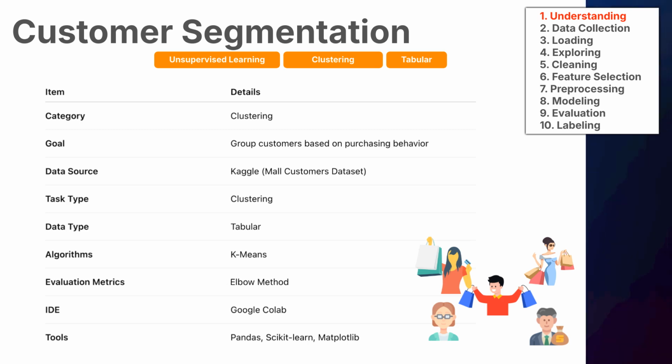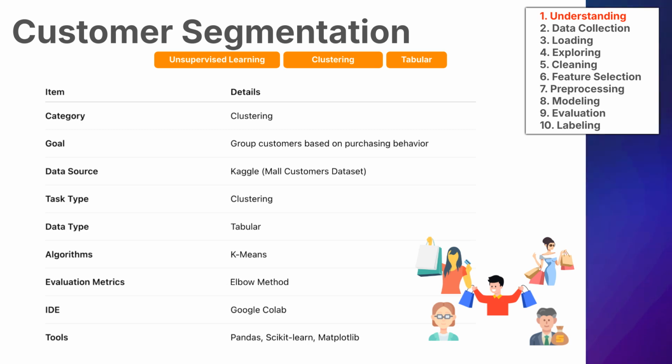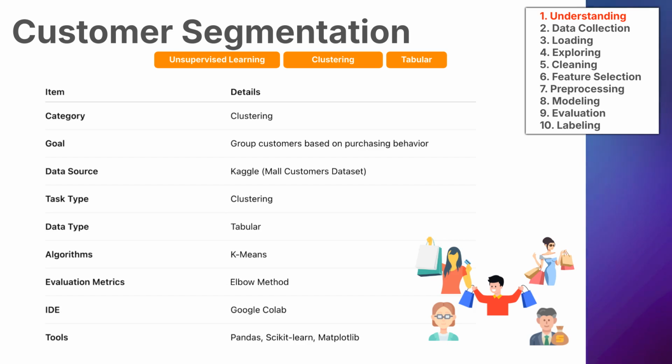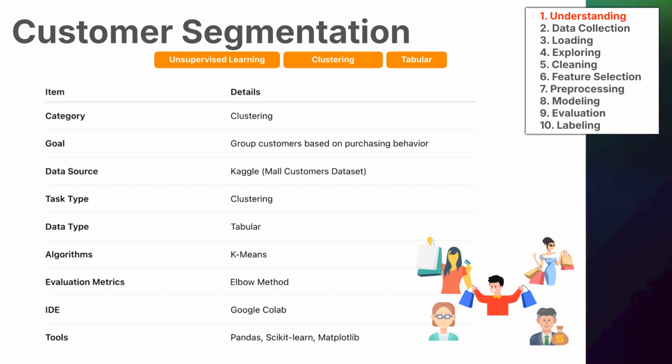The project is implemented using Google Colab. The main tools are Pandas for data manipulation, scikit-learn for applying k-means and computing metrics, matplotlib for visualizing clustering results and decision boundaries. And we'll follow the workflow as shown in the upper right. All right, now let's get started.